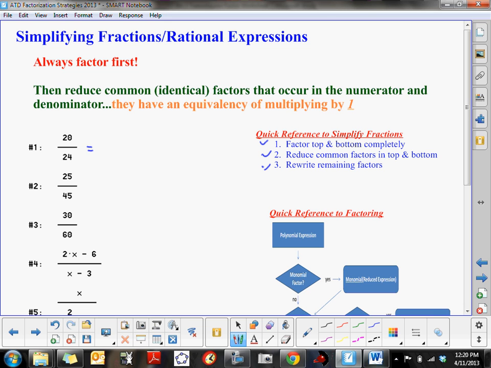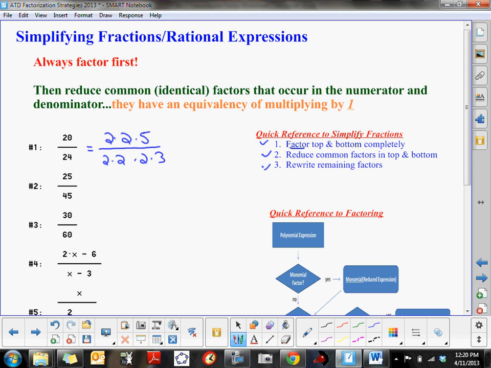What we're going to do is rewrite 20 over 24 in simplest factored form. So we're going to bring it down into its prime factorization. Now 20 is 4 times 5, and 4 is 2 times 2, times 5. Those are the prime factors of 20. So I'm going to factor the top, or the numerator, completely, and then factor the denominator completely, which is 24. Now 24 is 4 times 6, and 4 is 2 times 2, and 6 is 2 times 3.